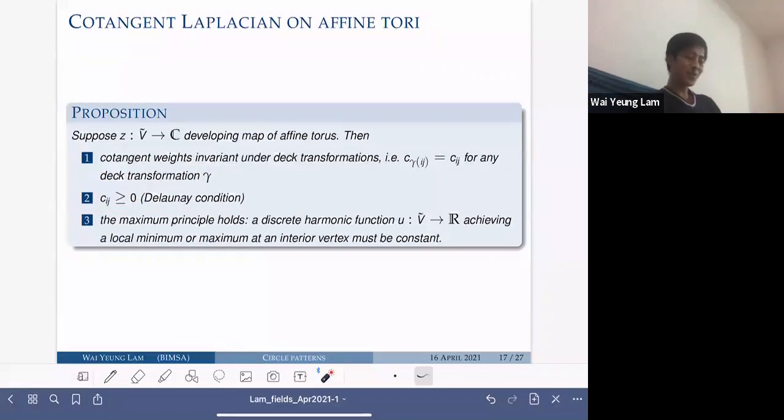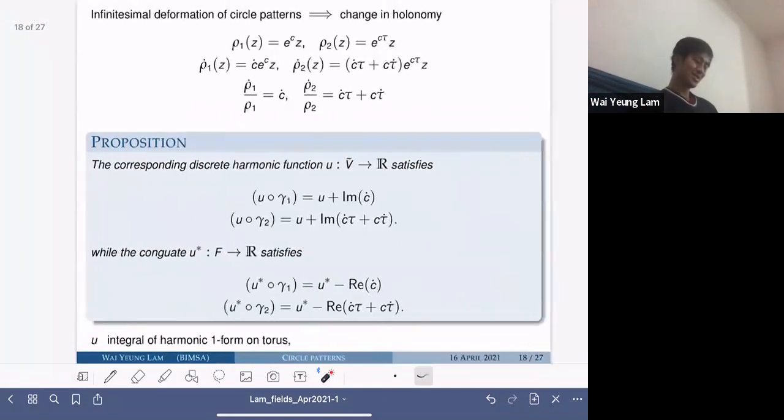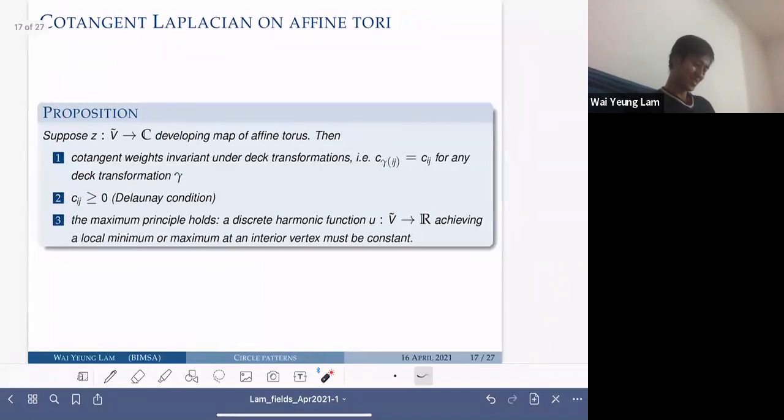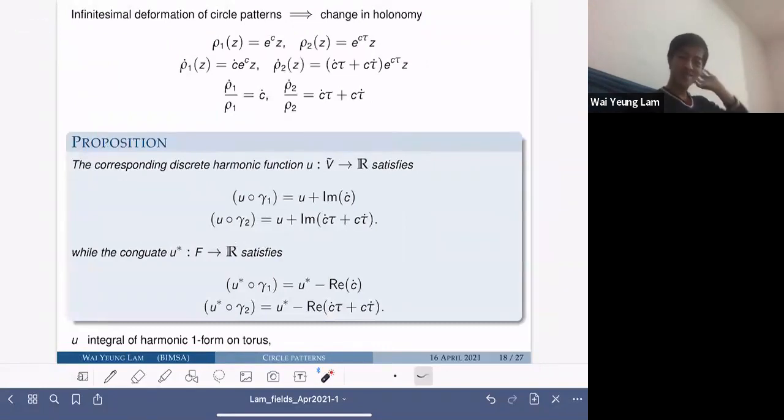And then if you have this kind of graph Laplacian and the edge weights are all non-negative, then you will have the maximum principle. That means if you have a discrete harmonic function u achieving a local minimum or maximum at some interior vertex, then it must be constant. Okay, so this maximum principle is not so surprising. Is it okay? There is quite a lot of material in the talk, so just feel free to interrupt. I just skipped through all the background, so probably you have heard it on Tuesday already.